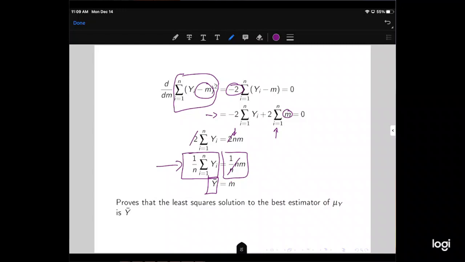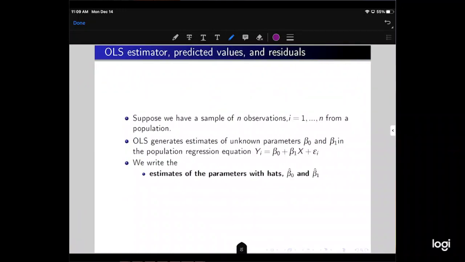Y bar minimizes that function. Okay, OLS estimator, predicted values and residuals.